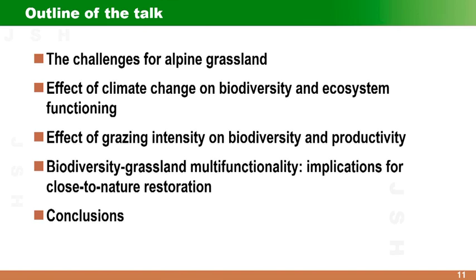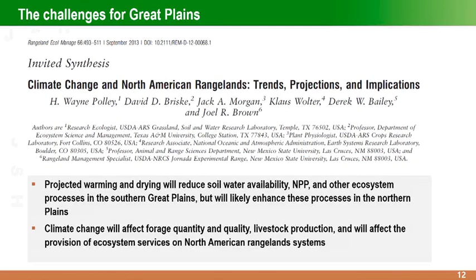Actually, 20 years ago, there was a very nice summary published about climate change and the North American rangeland, the trends, projections, and implications. They projected the warming and drying will reduce soil water availability, NPP, and the other ecosystem processes in the southern Great Plains, but will likely enhance these processes in the north Great Plains. Now, climate change will affect forage quantity, quality, livestock production, and will affect the provision of ecosystem services on the North American rangeland system. This is a very comprehensive summary.